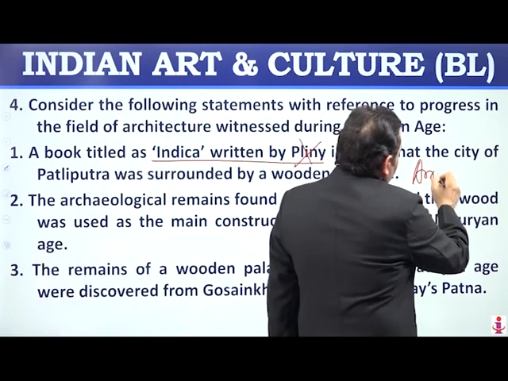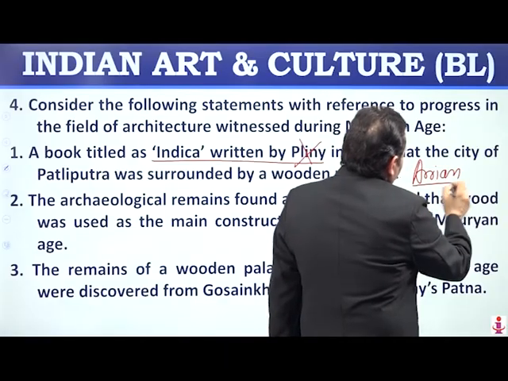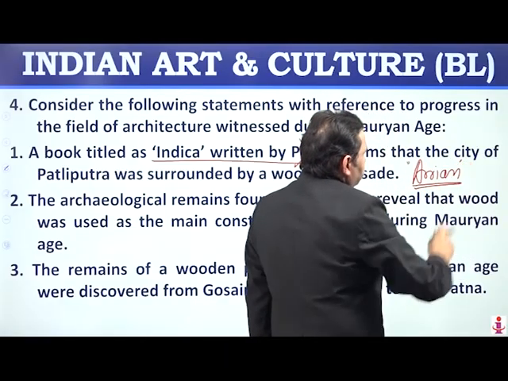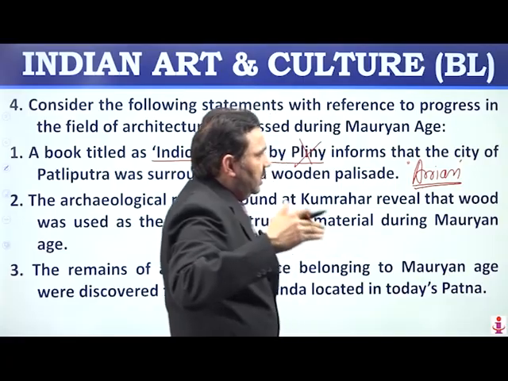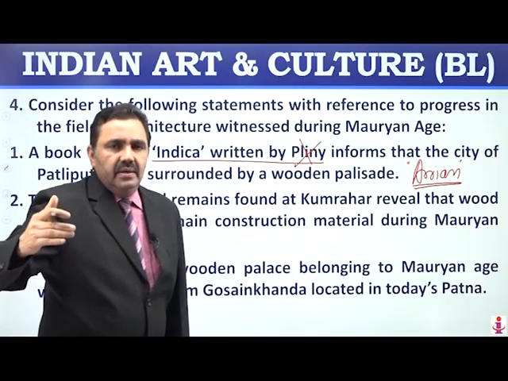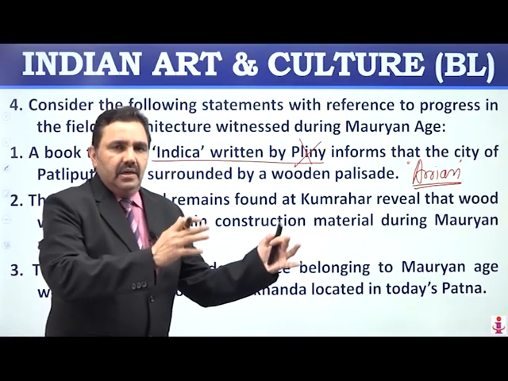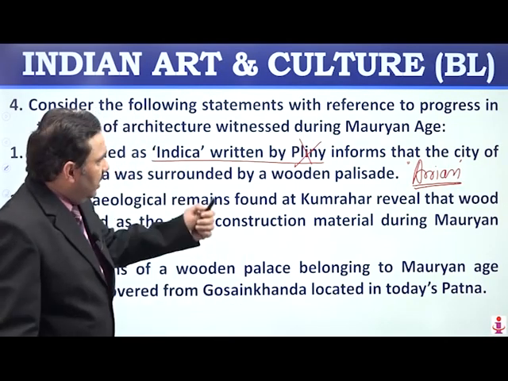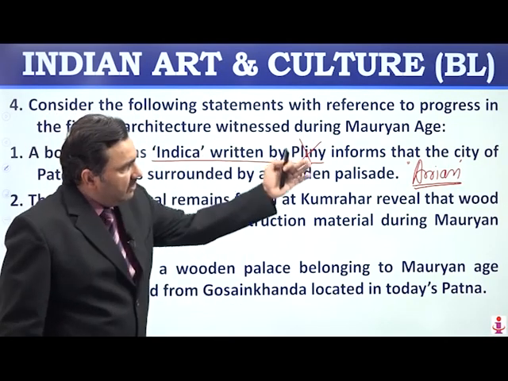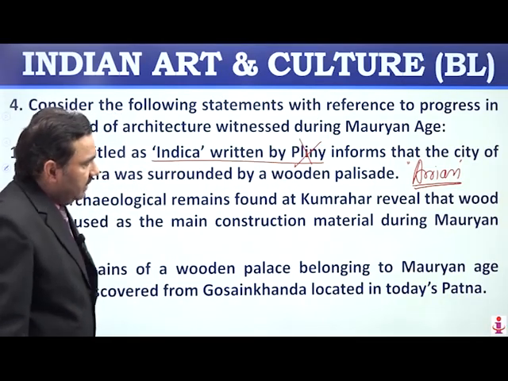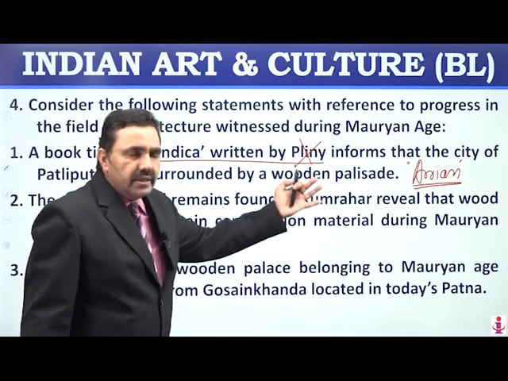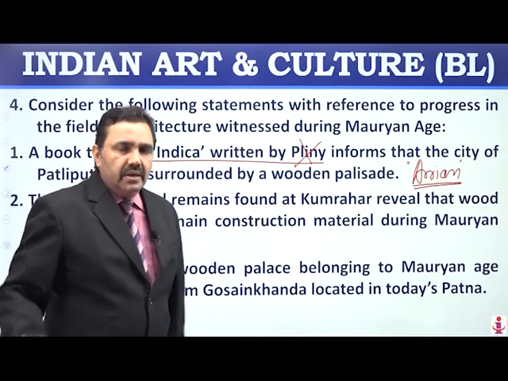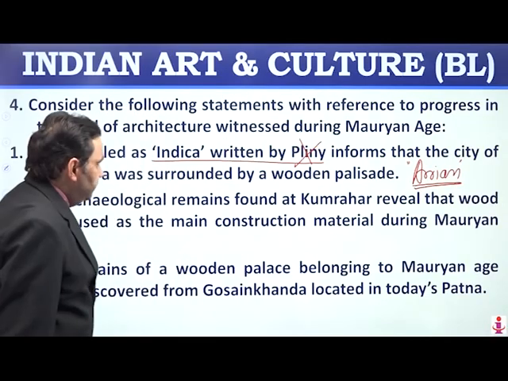Arrian was a later Greco-Roman writer. He wrote a book with the name of Indica. Megasthenes wrote a book with the name of Indica. So Indica of Megasthenes has been lost. Indica of Arrian is available. And some of the references from Indica of Megasthenes are found in Indica of Arrian, but not in Pliny. Pliny was the author of natural history. So Pliny did not write Indica.